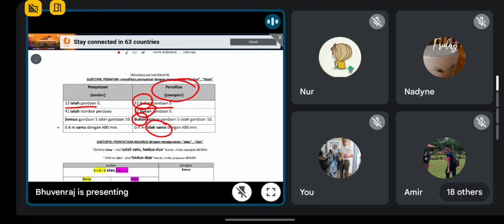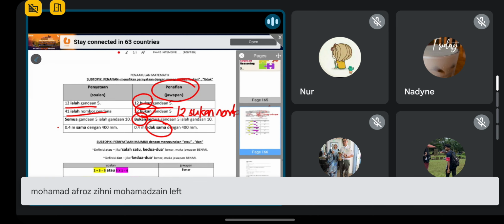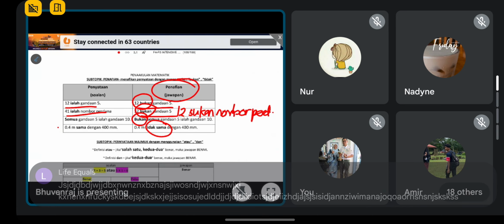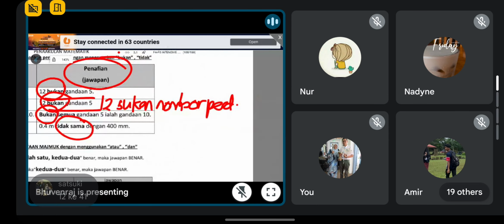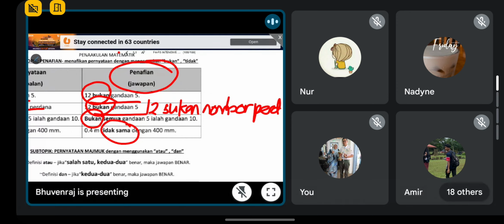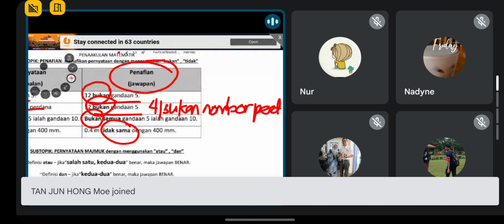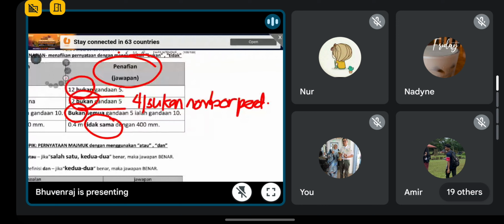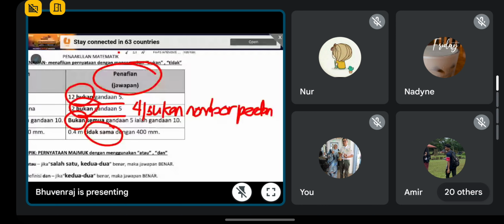I translated it into English for those taking DLP. 41 is a prime number. Wait, there is a mistake here actually. 12 is not a prime number? Make correction in your notes later. Buat pembetulan nanti. Oh yeah, 41. They just copied it back. 41 is not a prime number. So this is how you do negation in logical reasoning. Okay, next one.